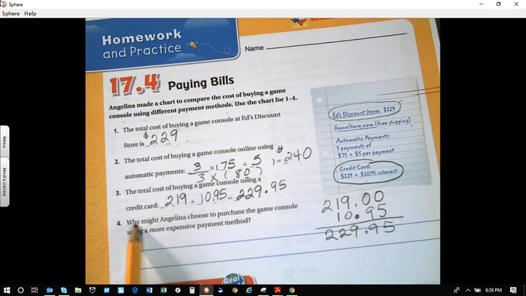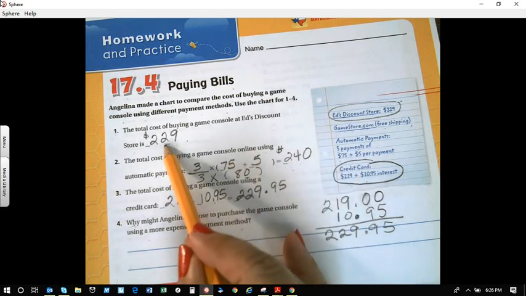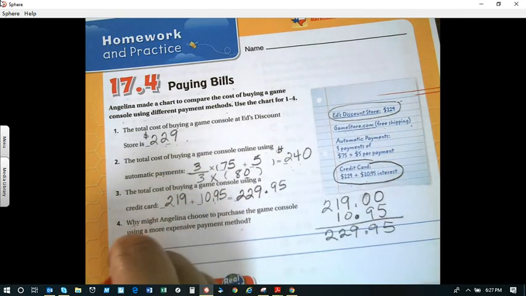Now, let's look at this. This question says, why might Angelina choose to purchase the game console using a more expensive payment method? All right, so why might she? We're going to infer. If she ends up choosing this most expensive one, what can we then know about this? This one she has to walk in and pay cash. Yeah, Angelina may not have the cash. That's a lot of money to be spending on one visit into the store.